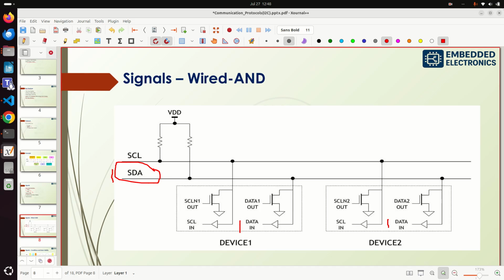So if the address is reading 1, what does that mean? The bus is idle. If the SDA line equals 1, then the bus is idle, nothing is being transmitted. So if I am going to transmit 0 here, then what will happen? The MOSFET turns off. It is in the off state.